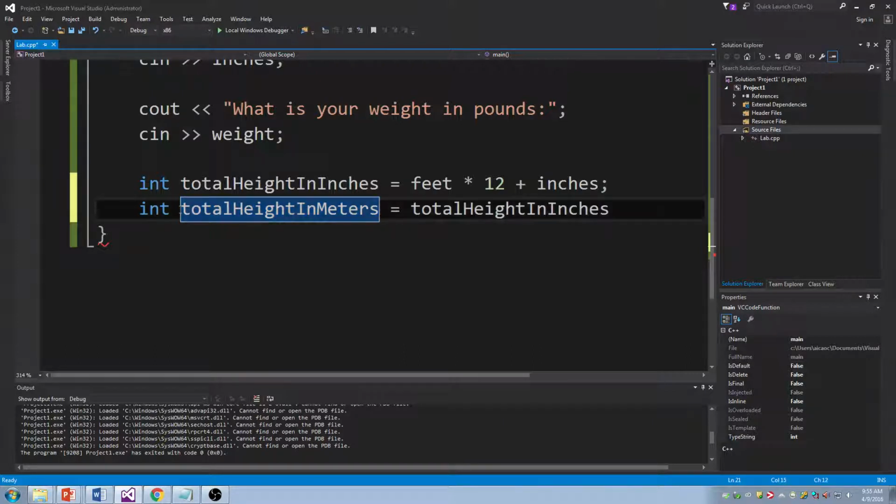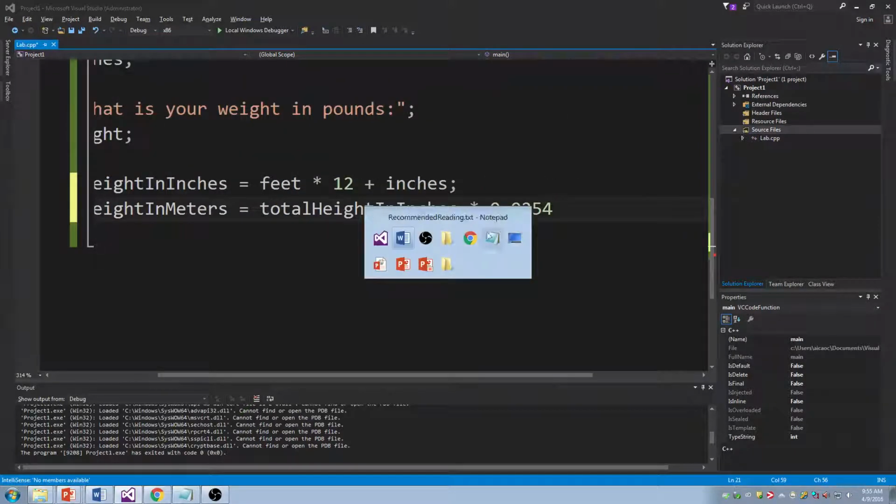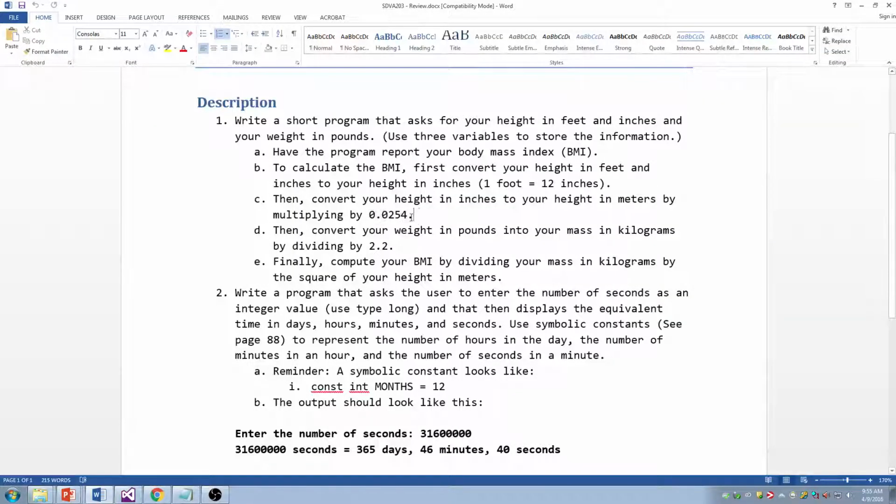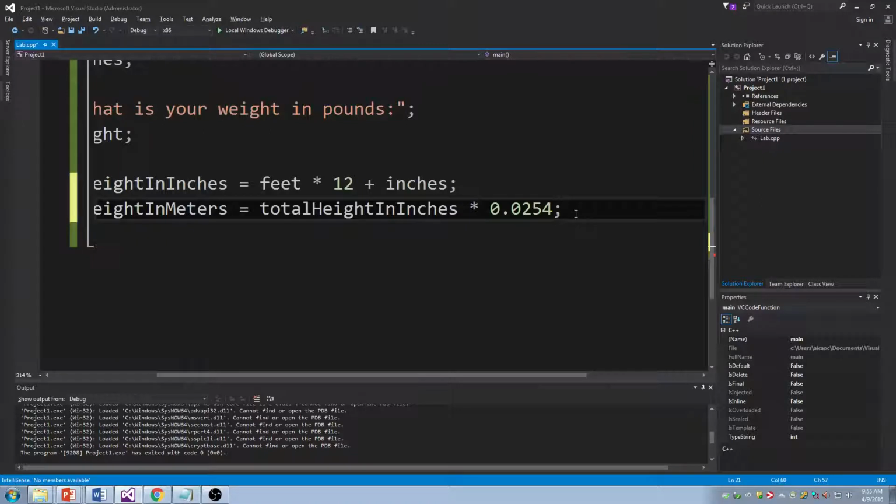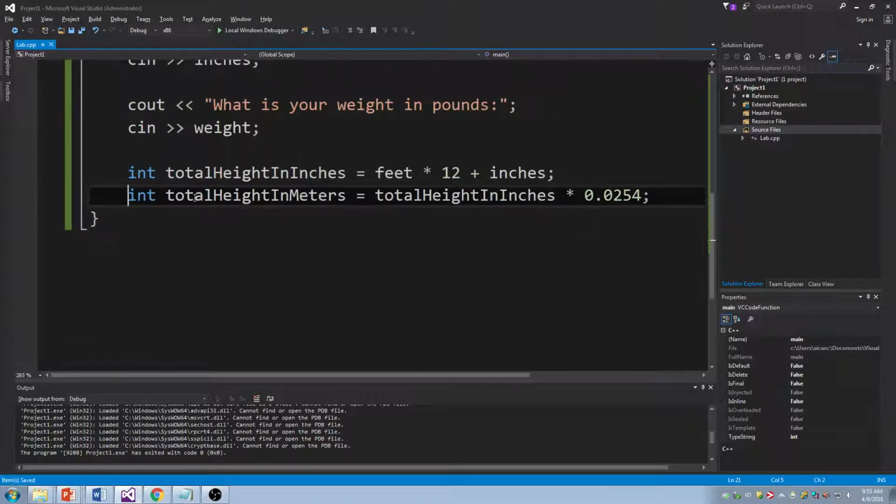So now I know this variable represents my total height in meters, which is I think 0.0254. Let me just double check that. By multiplying by 0.0254. Okay. So now I have my height stored in meters because it's inches times this number here. I also need to do the same conversion for my weight to convert it into kilograms.